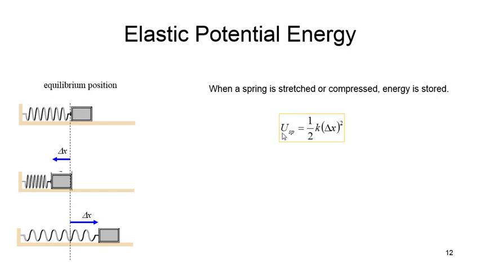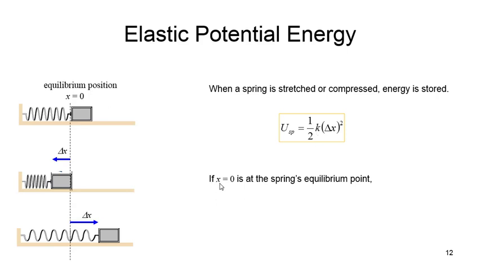We still use a U, but I'm going to use U sub SP to say that we're talking about a spring. So this is the potential energy stored in a spring. We used U sub G to talk about the potential energy due to gravity, and I'm going to use U sub SP to describe the potential energy stored in a spring. It's going to be equal to 1/2 times K times delta X squared, where this delta X is equal to the distance that the spring has been stretched or compressed from its equilibrium position. And K is just the spring constant of the spring.